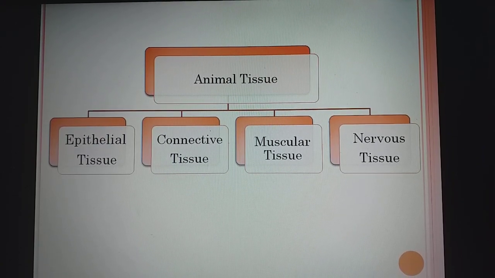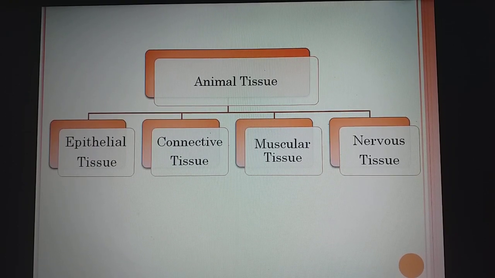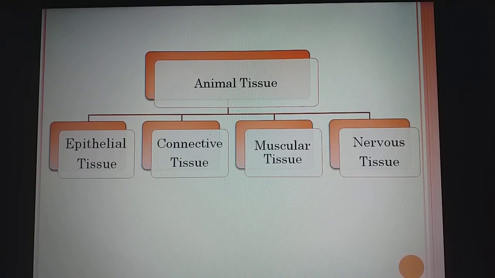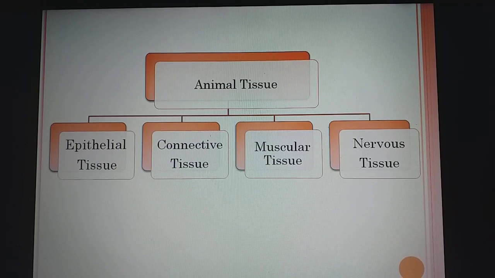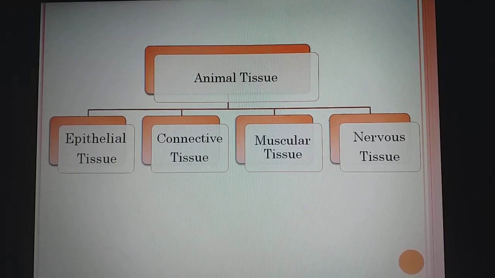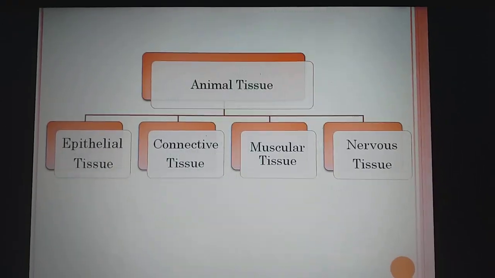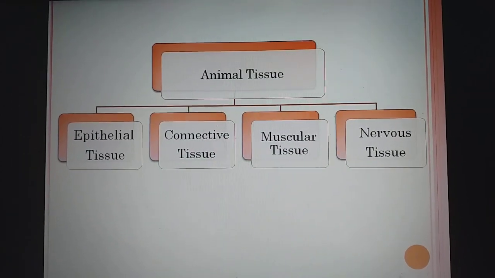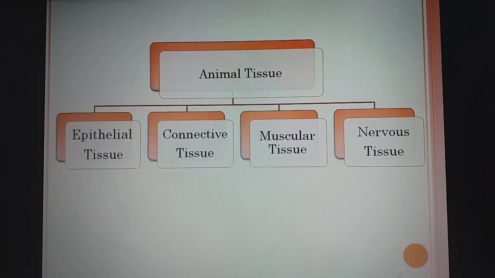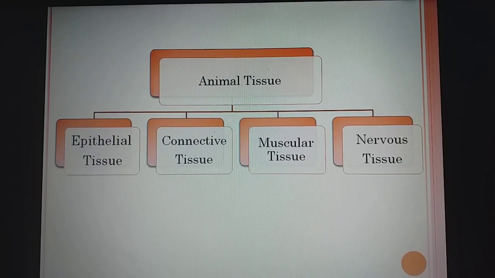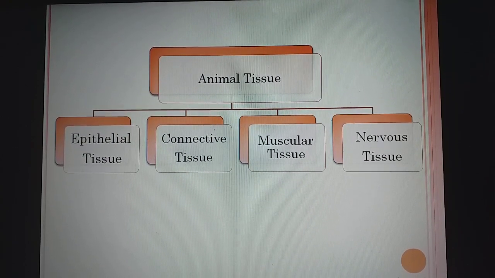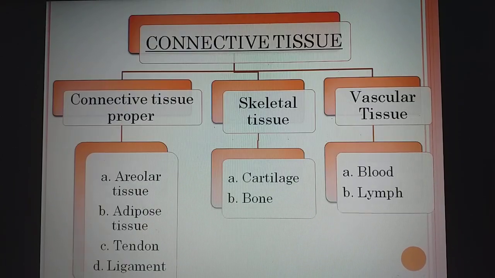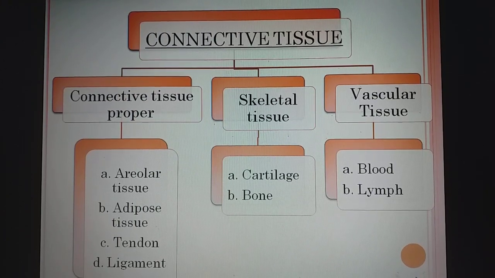So, we have started the animal tissue chapter, in which we have completed plant tissue. Animal tissue is of four types, as we already discussed: epithelial tissue, connective tissue, muscular tissue and nervous tissue. Among these, epithelial tissue we have completed. Now we are doing connective tissue.